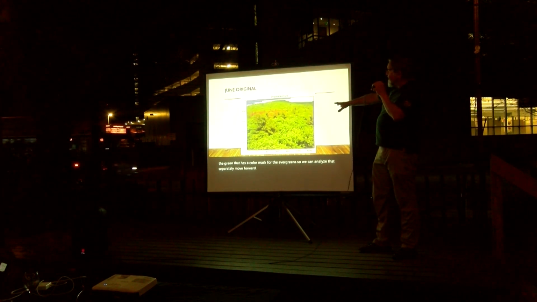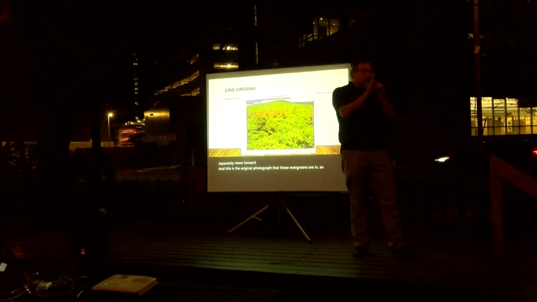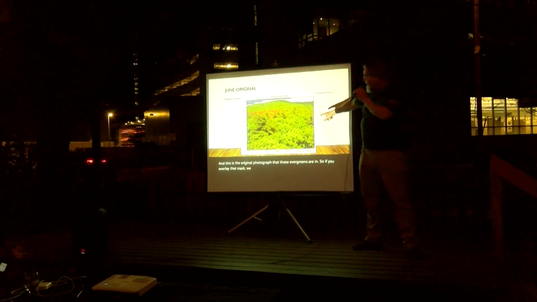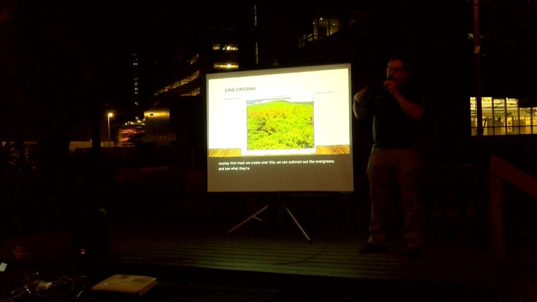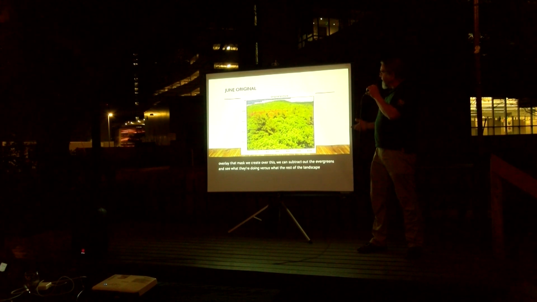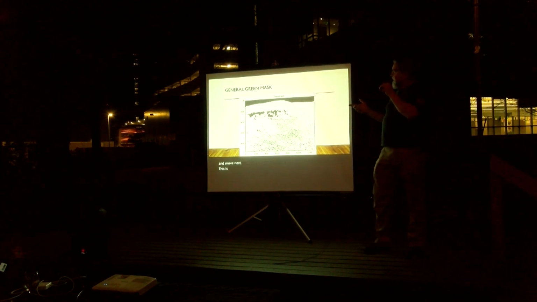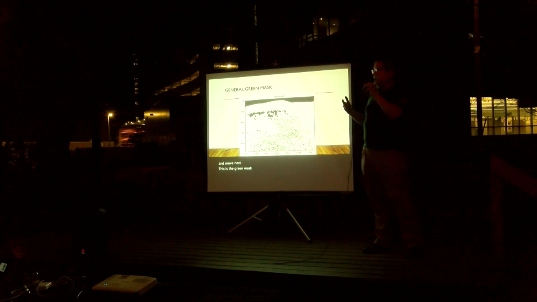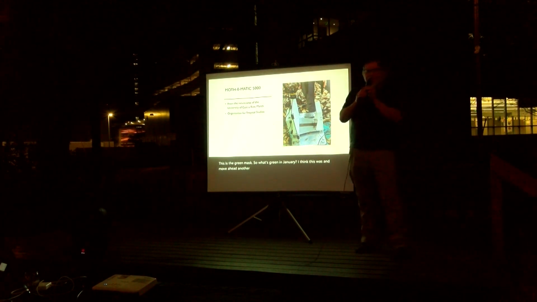And this is the original photograph that those evergreens are in. So if you overlay that mask we create over this, we can subtract out the evergreens and see what they're doing versus what the rest of the landscape is doing. And move next. This is the green mask. So what's green in January, I think this was, and move ahead. Another slide. Oh, okay, so that's all I have.